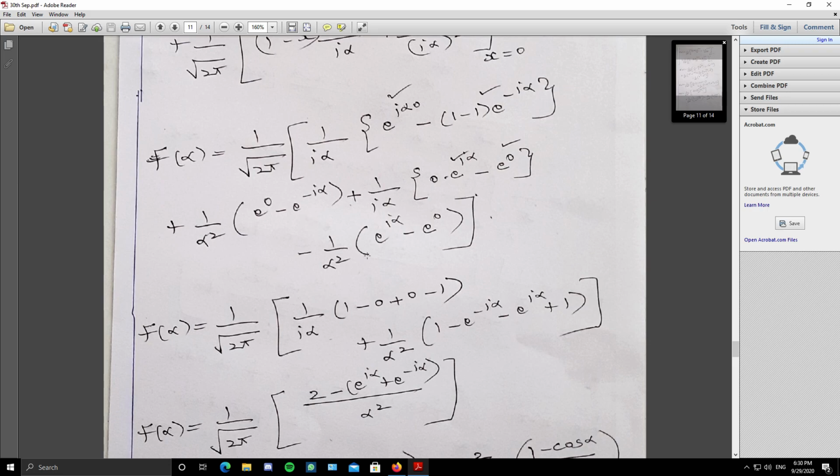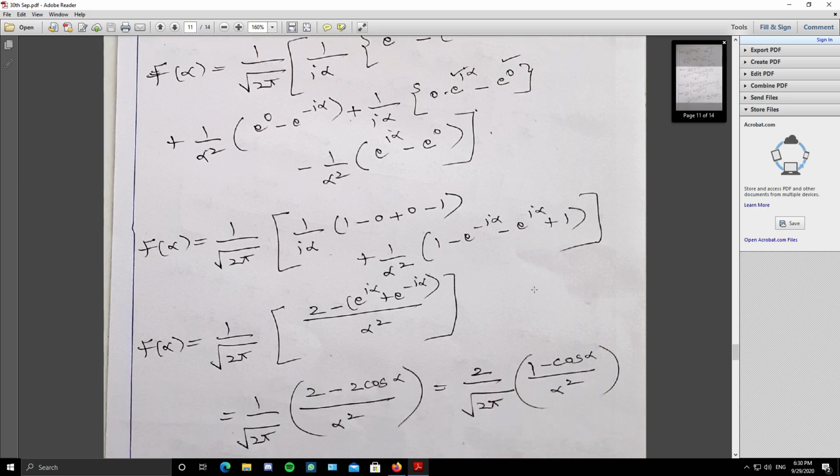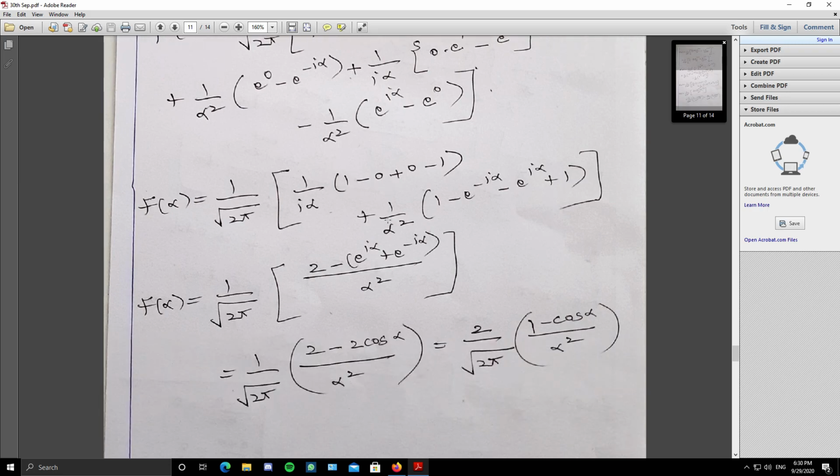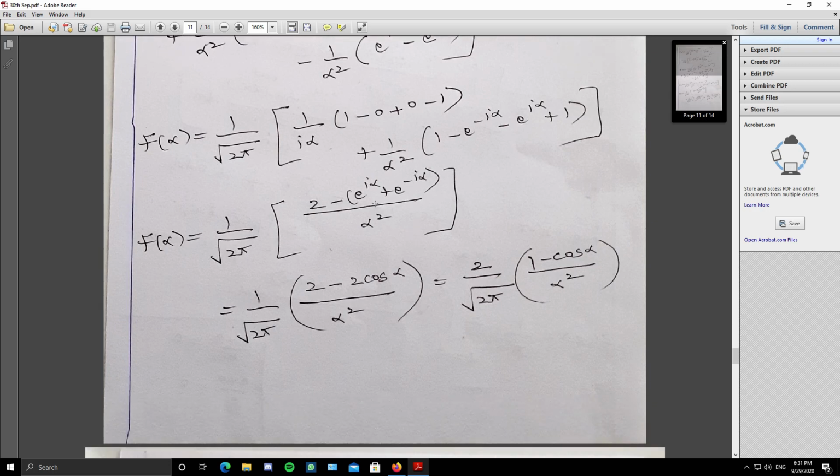Then I am grouping the second and the last term, the second term and the fourth term. 1 by alpha square, 1 minus e power minus i alpha minus e power i alpha minus of minus plus 1. That's what is written here. So this term is 0. 1 by alpha square, 1 plus 1 is 2. Minus of e power i alpha plus e power minus i alpha. So it is of the form e power i theta plus e power minus i theta, that is 2 cos theta. In place of theta you have alpha. So 2 minus 2 cos alpha by alpha square.